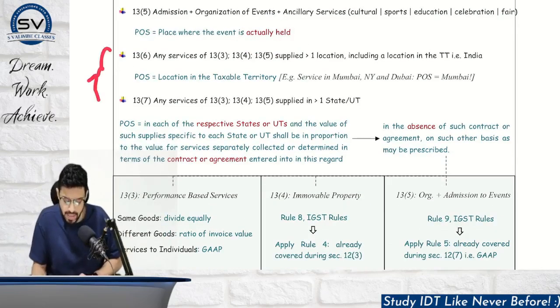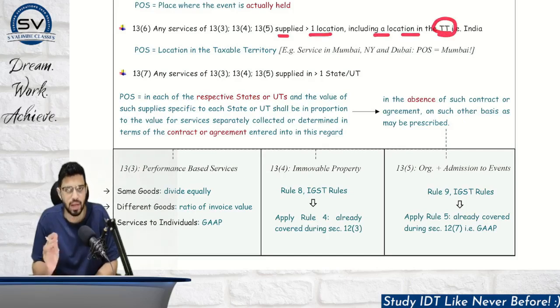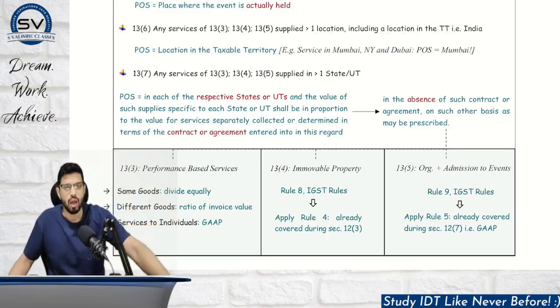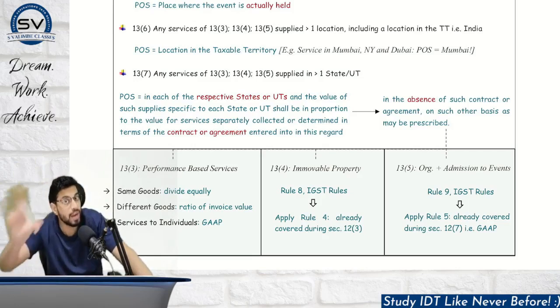Now, section 13.6 and 13.7 are linked to 3, 4 and 5. Subsection 3 was basically performance based service. Subsection 4 was with respect to property. Subsection 5 was with respect to events. 6 and 7 apply with respect to above 3. Let's see what subsection 6 says. If any of the services of subsection 3, 4, 5 are supplied in more than one location, including a location in taxable territory, that is India. If above services 3, 4, 5 are covered in more than one location, among which one is in India, I'm not talking about state, I'm talking about country level.